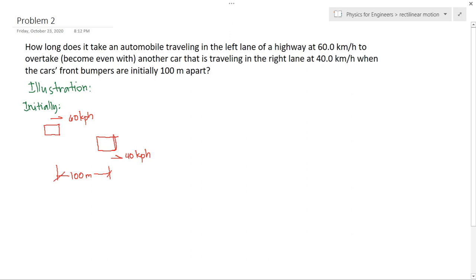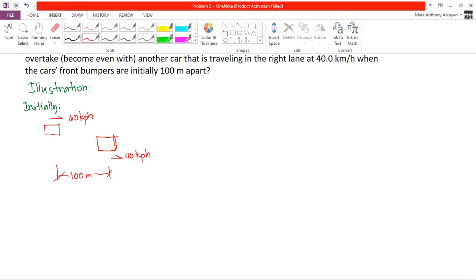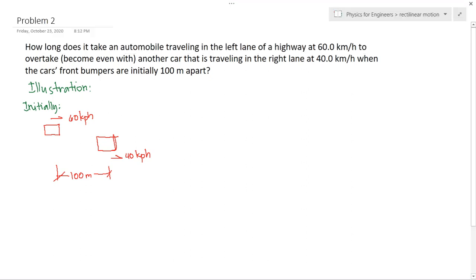Then for the final, so yung final state na, sabi niya overtake. So overtake.